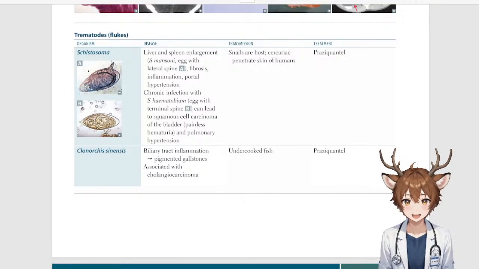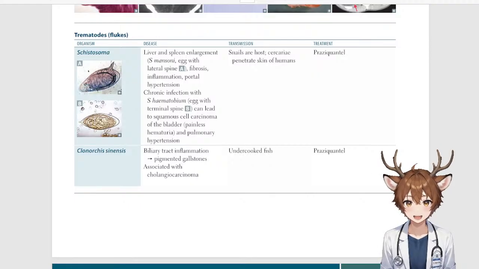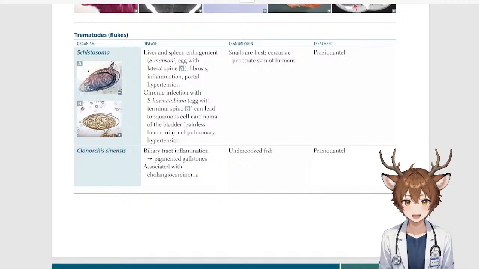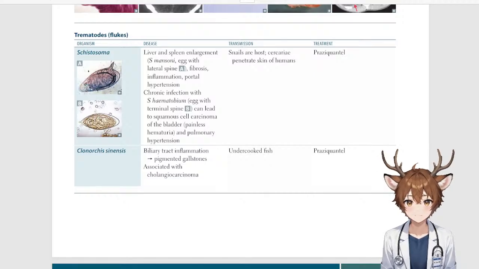What about Clonorchis sinensis? Biliary tract inflammation leading to pigmented gallstones, associated with cholangiocarcinoma. You get it transmitted from undercooked fish. You treat it with praziquantel again.